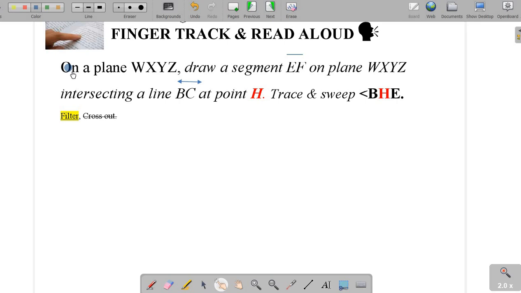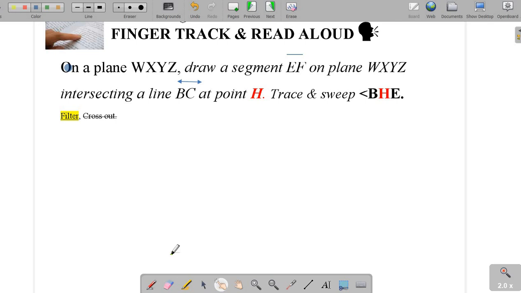Ready? Read. On a plane WXYZ, draw a segment EF on plane WXYZ, intersecting a line BC at point H. Trace and sweep angle BHE. Okay, that was pass number 1.